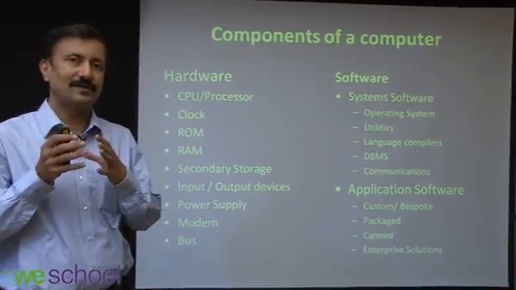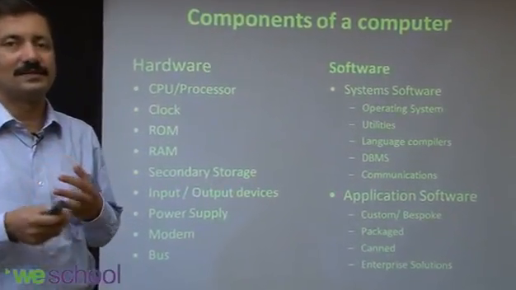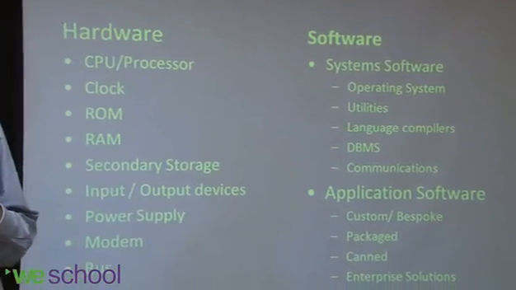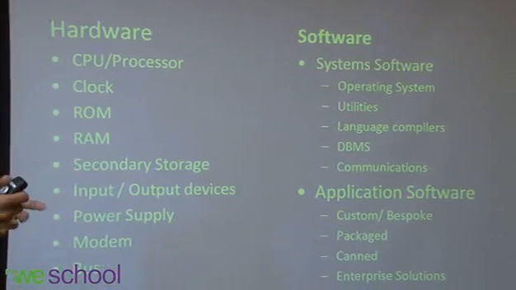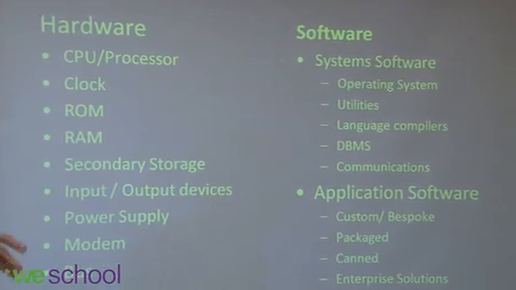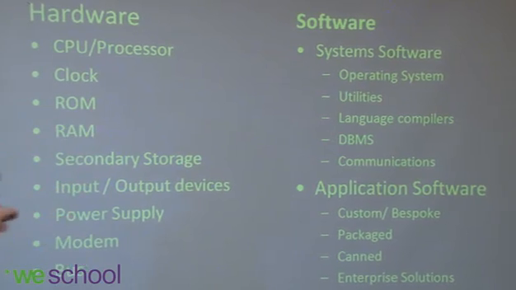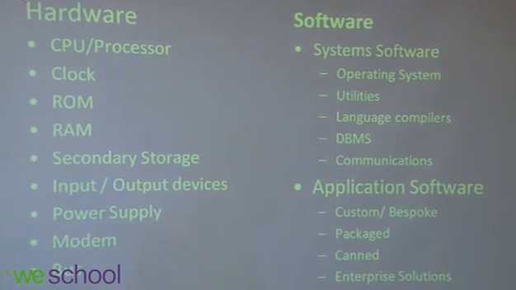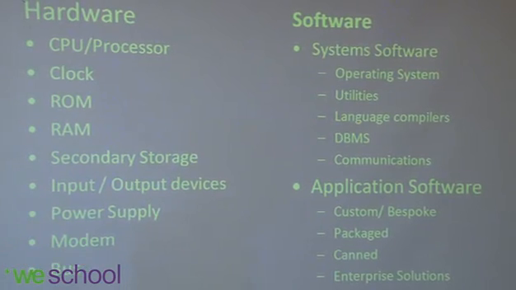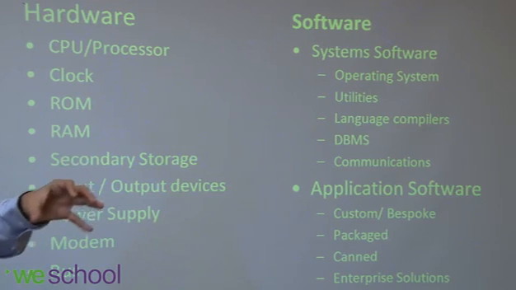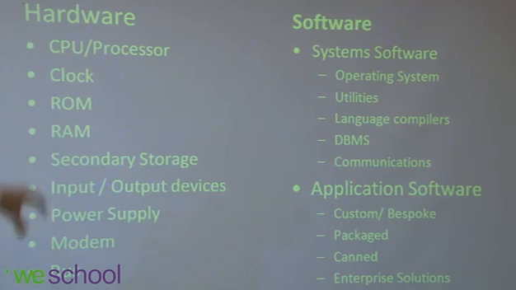Hardware consists of typically a processor, the read-only memory, the RAM, the clock which is associated with the processor, the secondary storage, the input-output devices, things like the screen and the keyboard and such things, power supply which is part of the computer, modem which helps us to communicate with the outside world, and a bus which interconnects all these devices together. That's the hardware components that we typically talk about.